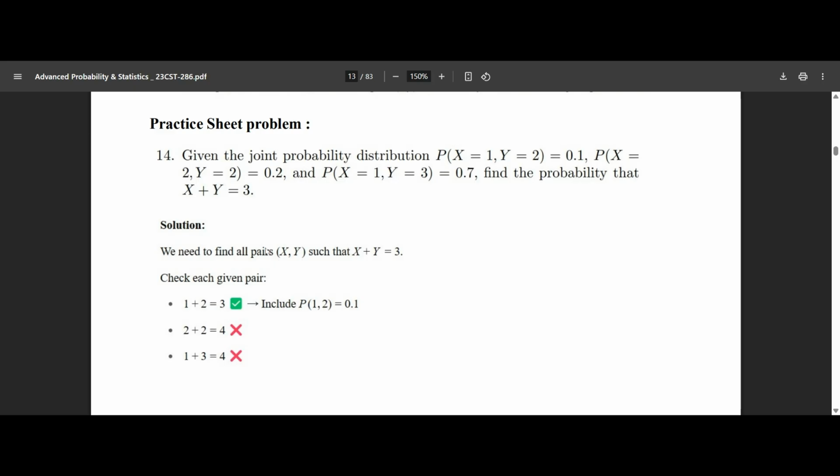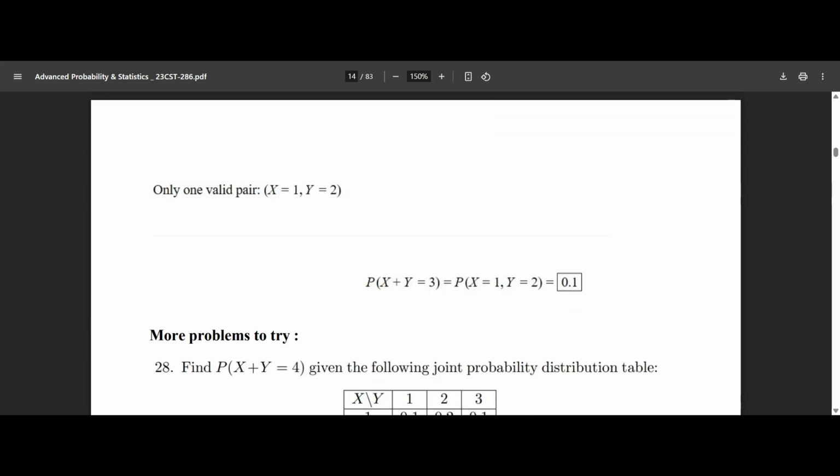We need to find all pairs x comma y such that x plus y equal to 3. So we check each given pair. So 1 plus 2 equal to 3. So x plus y equal to 3 is satisfied. 2 plus 2 equal to 4. X plus y equal to 3 is not satisfied. 1 plus 3 is also equal to 4. So x plus y equal to 3 is not satisfied. Thus there is only one valid pair, x equal to 1, y equal to 2. So the probability of x plus y equal to 3 is simply the probability of x equal to 1 and y equal to 2, that is 0.1.